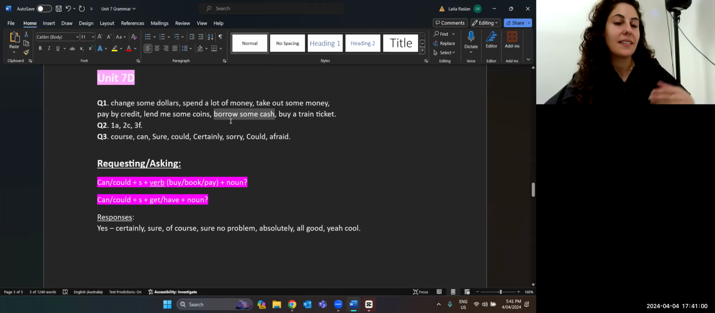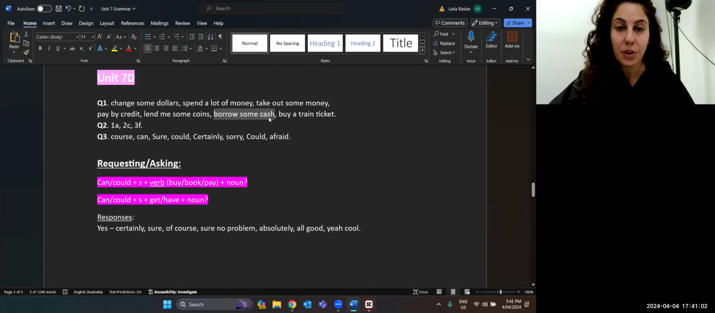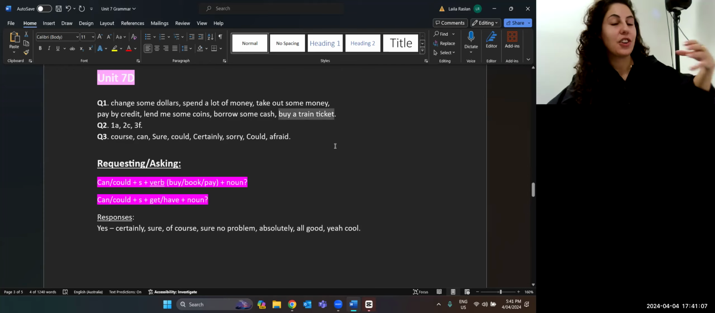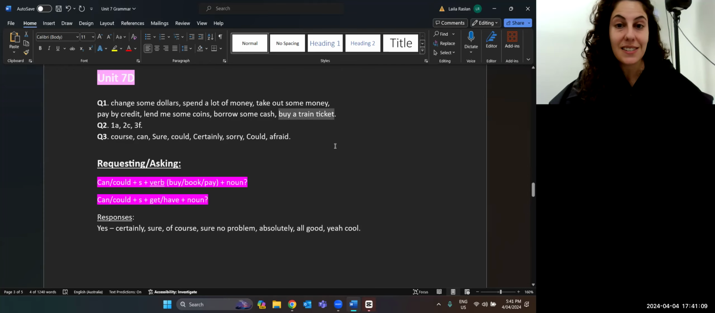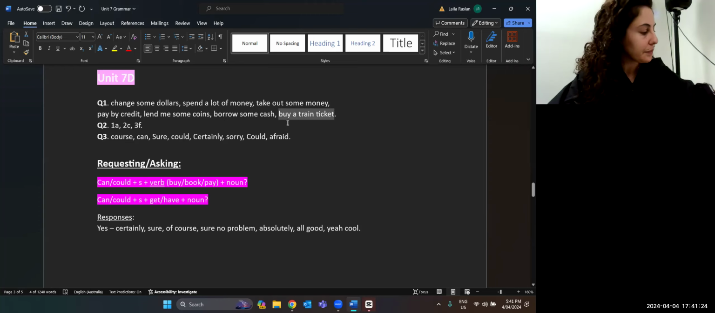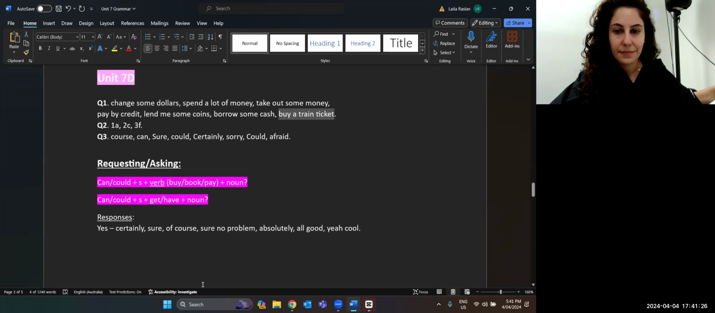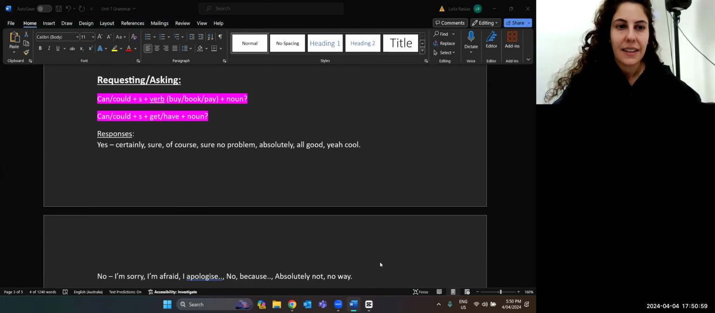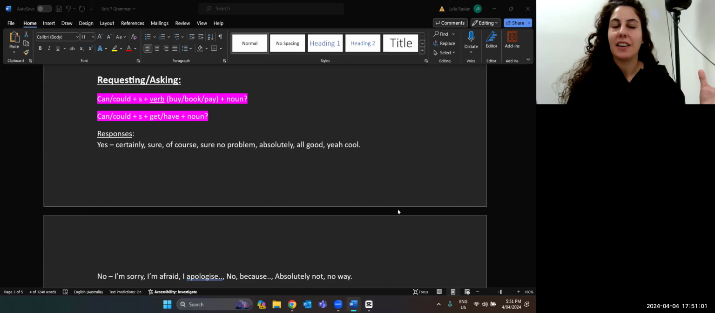Borrow some cash. So that means maybe I need to borrow money, some cash from a friend. So I can say, can I borrow some cash from you? Buy a train ticket. So you know that when you're traveling, you need to purchase. Another verb that you could use is purchase a train ticket because you need to get onto the train. So you need to first buy a train ticket before you can take the train to go somewhere.